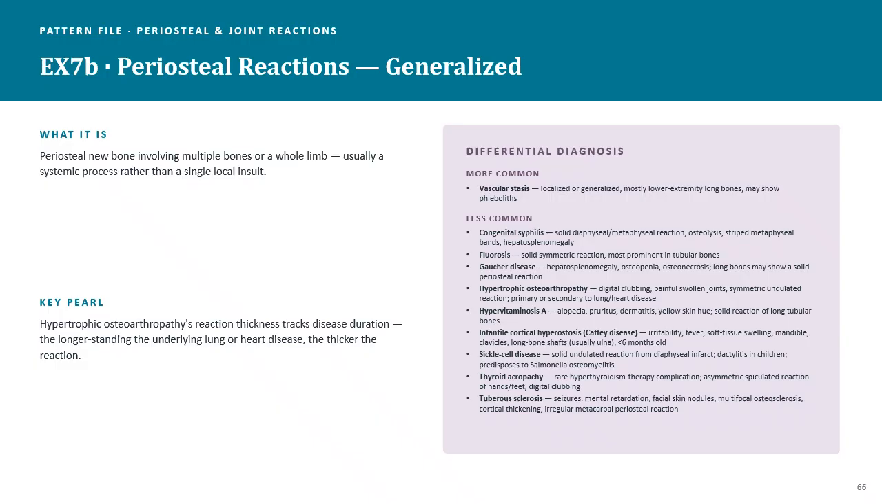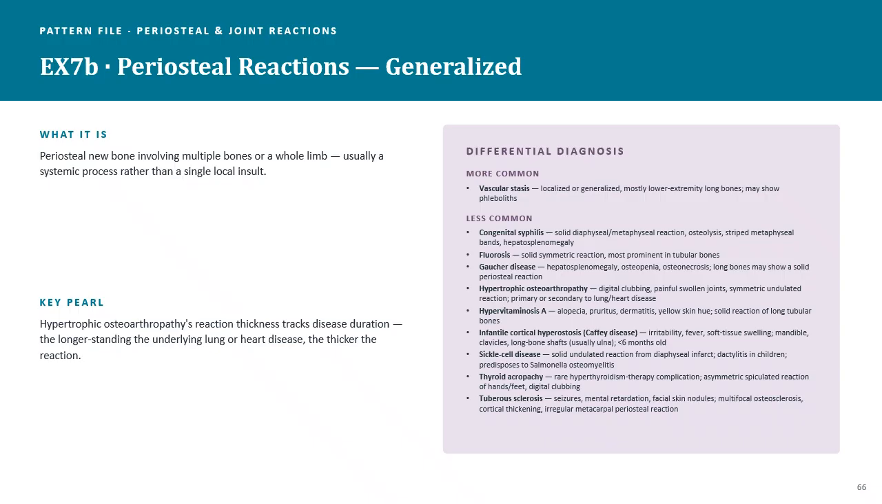Another condition that could cause this is hypertrophic osteoarthropathy, and this can happen when the patient has chronic lung or heart disease. It may also cause things like digital clubbing, new bone formation, and painful swollen joints. With hypertrophic osteoarthropathy, the patient's body starts trying to make extra bone along the outside of the long bones, usually because there's another disease somewhere else in the body.